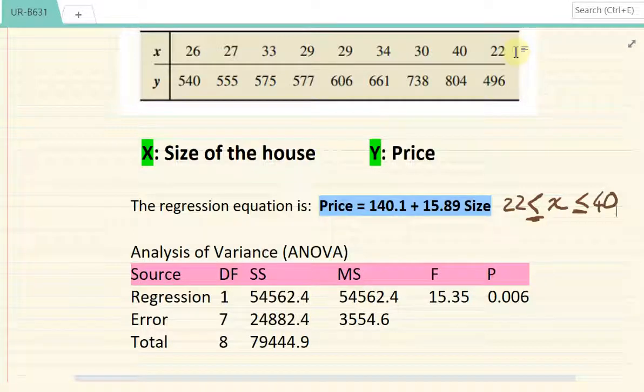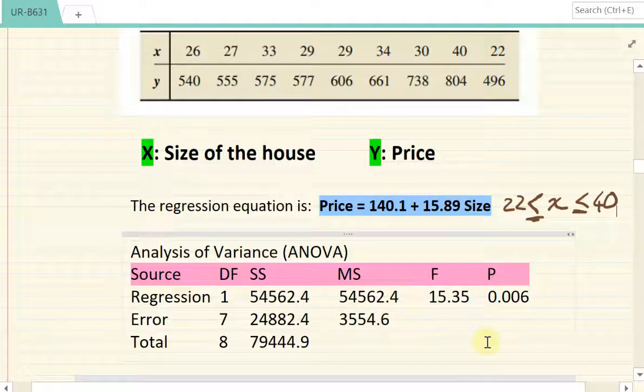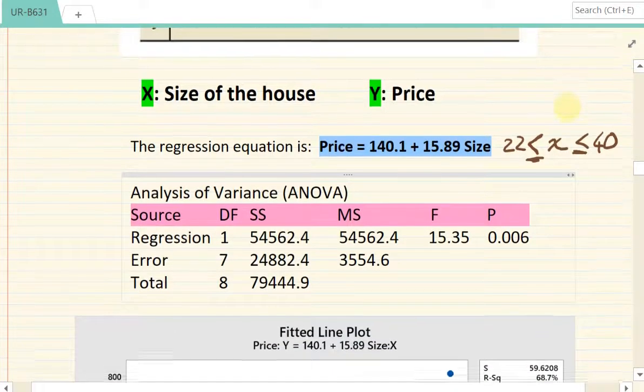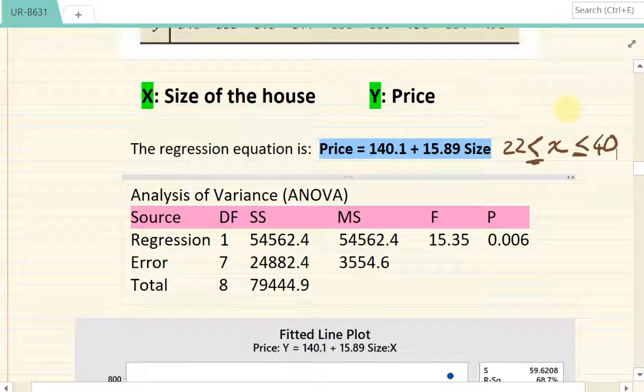We also see the analysis of variance, or the Anova table, for this as well. So Anova is not just for the thing that we've done before. Every regression output actually puts out an Anova.